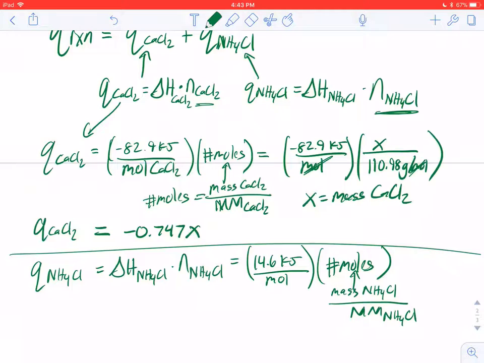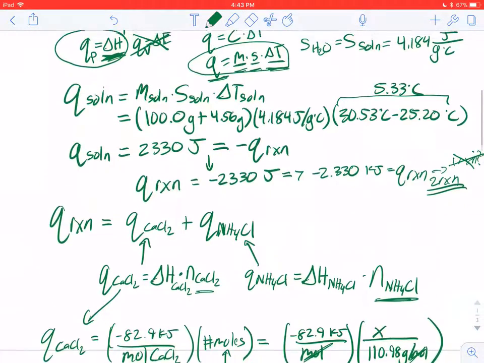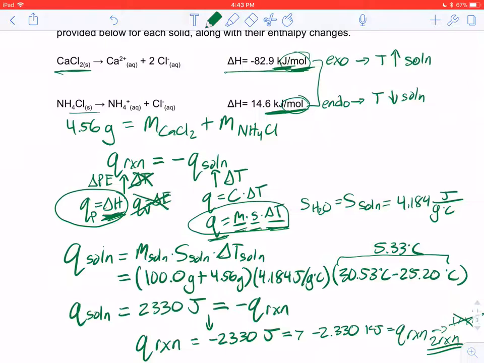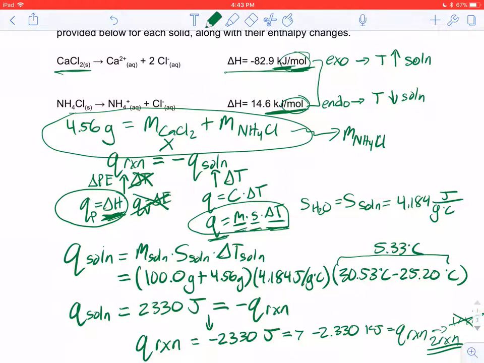Now, before we do that, what we know, right, is the sum of our two masses. So if we go back up here, the sum of our two masses is equal to 4.56. Now, I only want one variable I want to solve for. So if I called this X, I can define from there the mass of my ammonium chloride as being equal to 4.56 minus X. So that way now we only have one unknown variable.